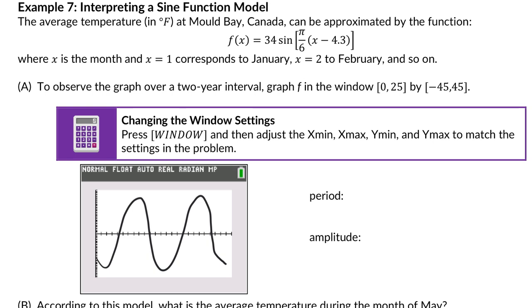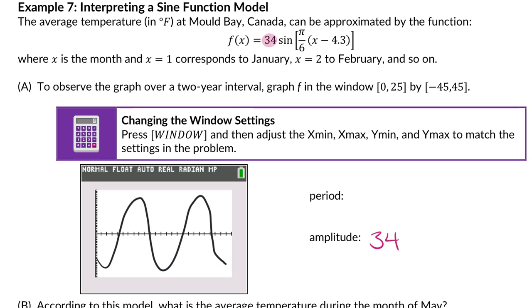The question here wants me to list the period and the amplitude. So let's start with the easy one. What's the amplitude here? 34. Super easy. 34 is in front of sine, so 34 is my amplitude. Easy peasy. The period is also relatively easy.